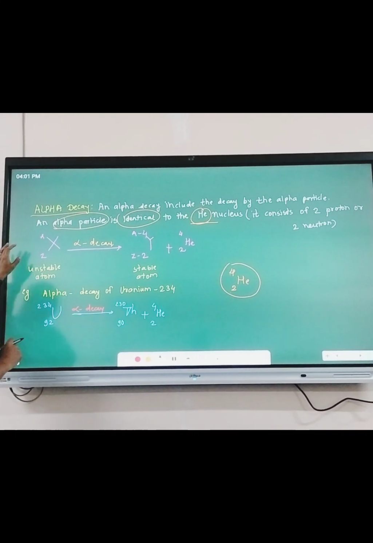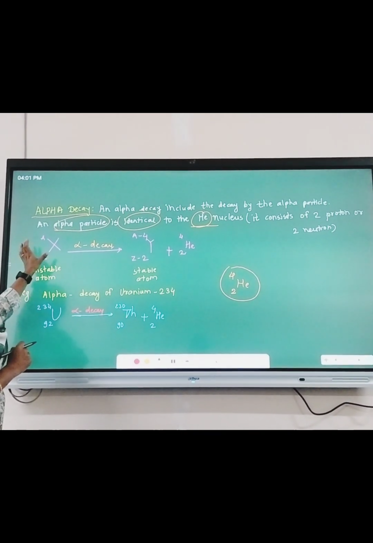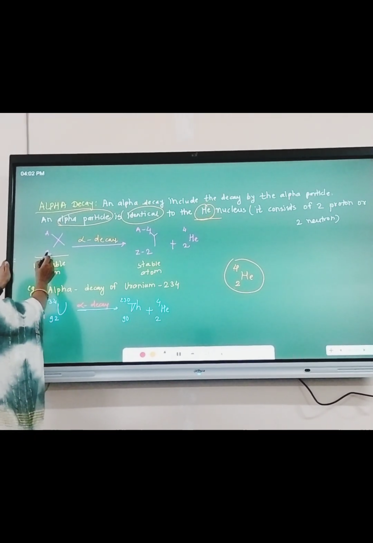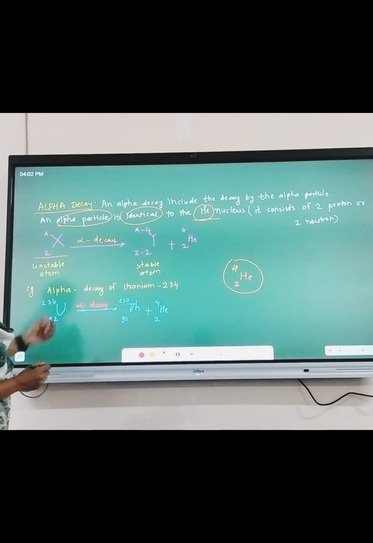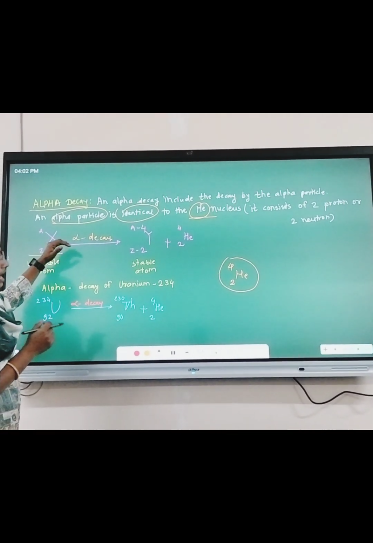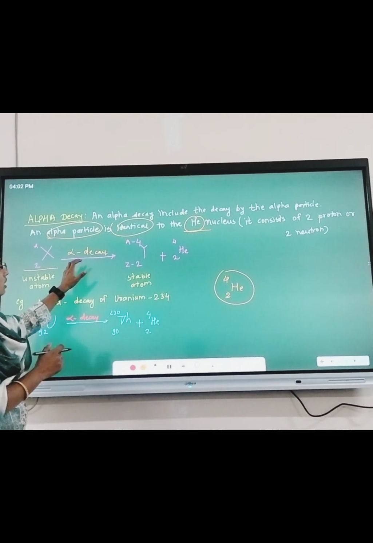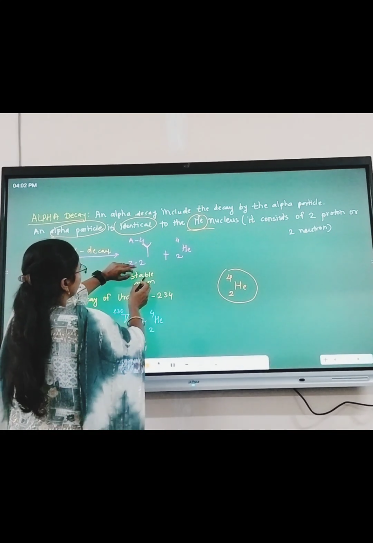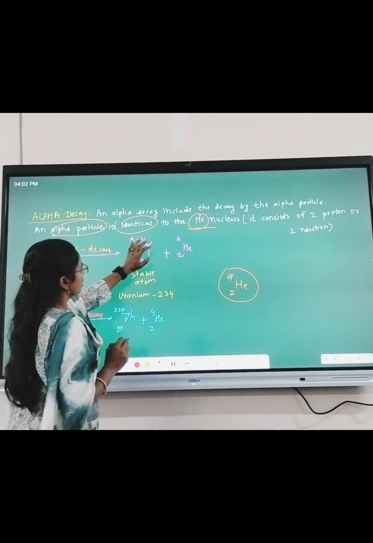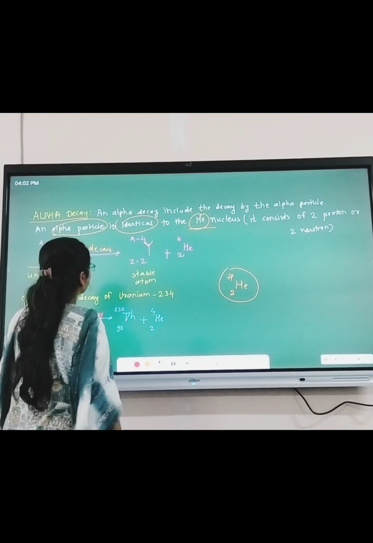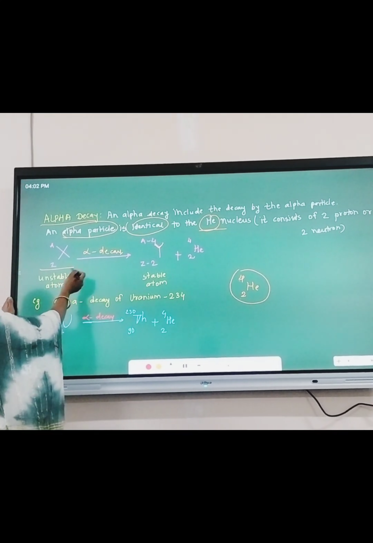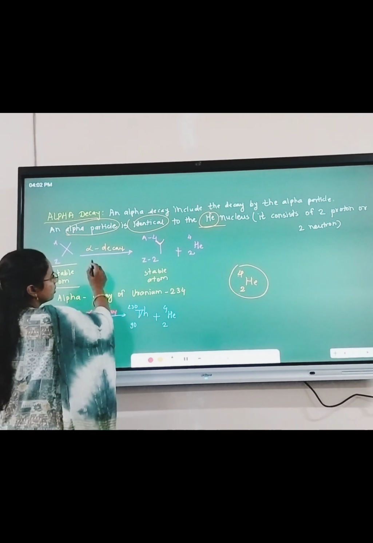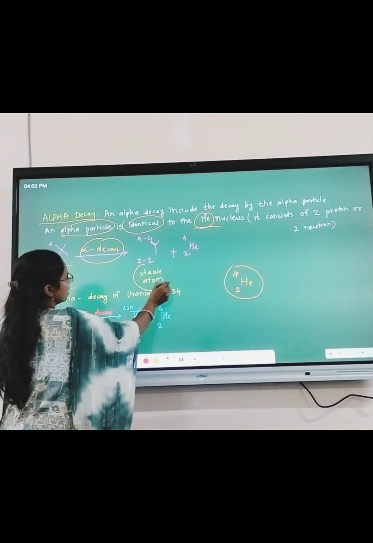So here in general we give one equation or reaction. Suppose this is one atom, where Z is the atomic number and A is the atomic mass number. If alpha radiation or an alpha particle is emitted, we have a new atom Y, and the alpha particle has Z equal to 2 and A equal to 4, which is the helium nucleus. Before alpha decay this atom is unstable, and after the emission of the alpha particle we have a stable atom.